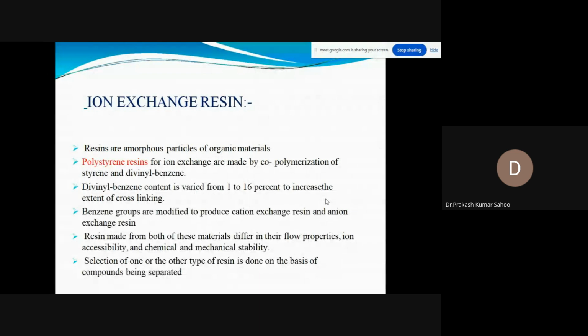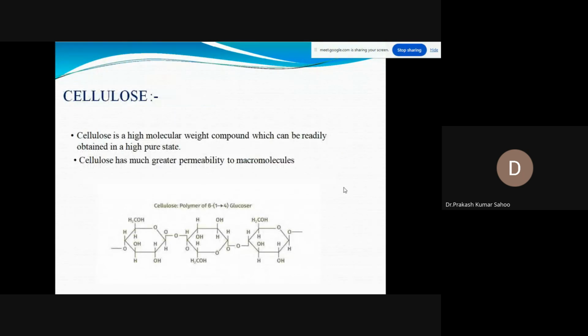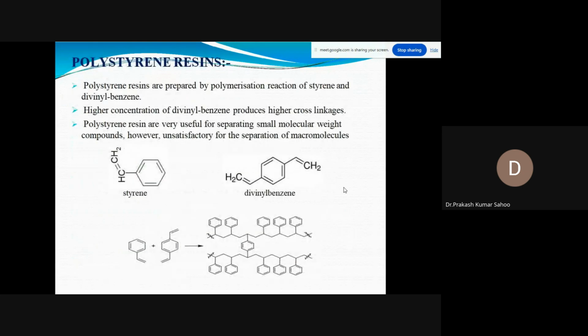Selection of one or the other type of resin is done on the basis of compounds being separated. So this is our polystyrene resin, where different percentages of divinyl benzene content are there, and accordingly their properties as well as the working. Then we have the polystyrene resin example. This is the styrene we have. This is the divinyl benzene, where benzene is connected to vinyl groups, that is CH double bond CH2. Then this is the vinyl group we have.